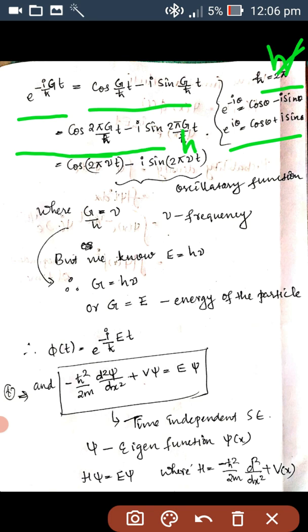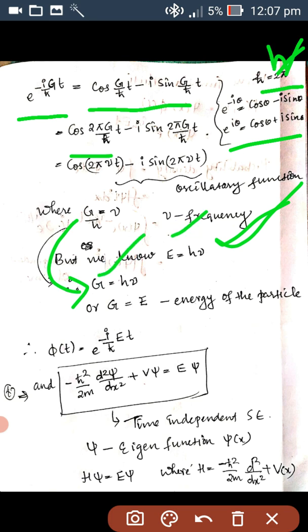It is oscillating and it has a frequency. So I am taking this frequency as g by h is equal to nu. That is the frequency. So we can write this equation as cos 2 pi nu t minus i sin 2 pi nu into t, where g by h is the frequency nu. But we know the familiar equation, E is equal to h nu. From this we can write g is equal to h nu. So here g and E are same. That is, g is equal to E.